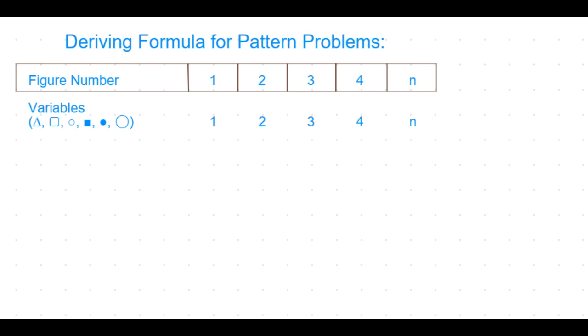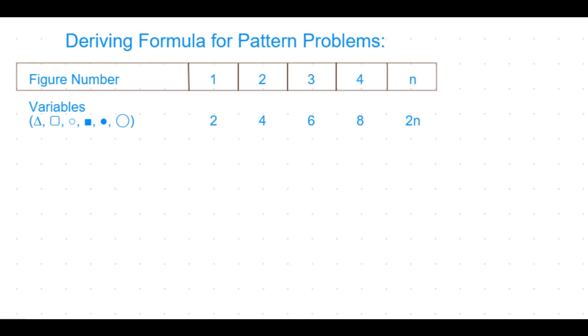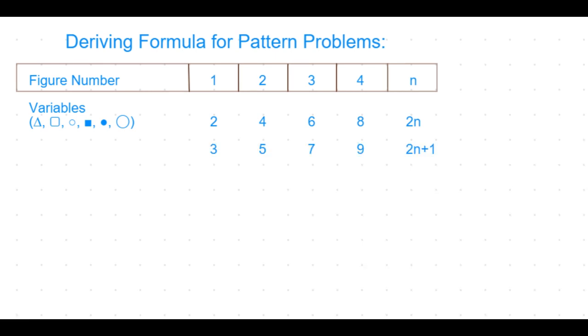That's the easiest. Next, we look at pattern 1 has 2 variables, pattern 2 has 4 variables, pattern 3 has 6 variables, and pattern 4 has 8 variables, which means this is 2 times the pattern number. So it is straight away 2 times n. Now let's look at the pattern 3, 5, 7, 9. Just by looking at these numbers, we know it is 1 more than the 2n. So it is 2n plus 1.